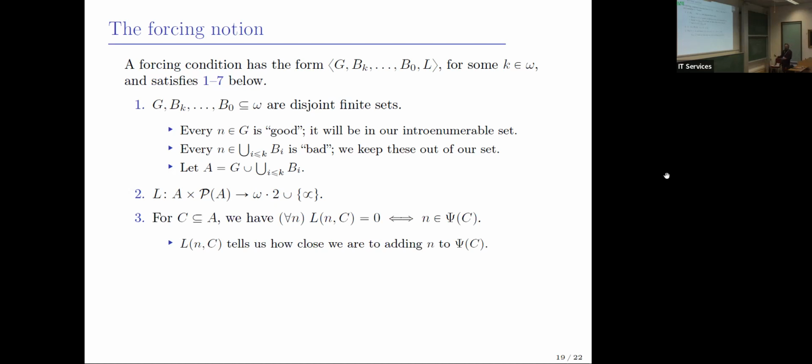Well, okay, we're not going to add n to psi of C, so this is not quite what I meant. I mean, as we grow C, how long is it going to be before n enters psi of the set that we're growing? The labeling is telling us that, first of all, if the labeling hits 0, that's equivalent to n being in psi of C.